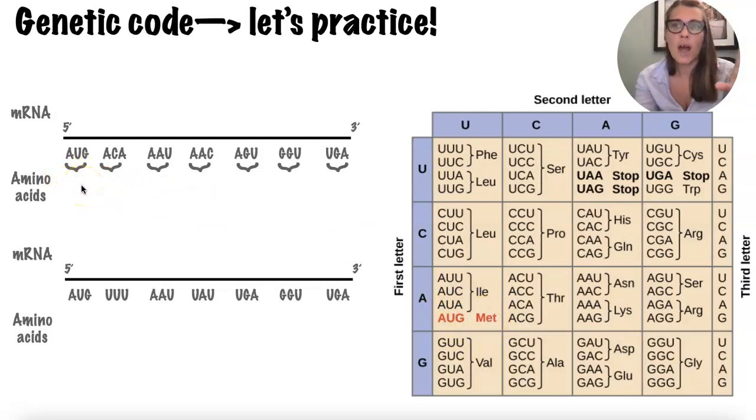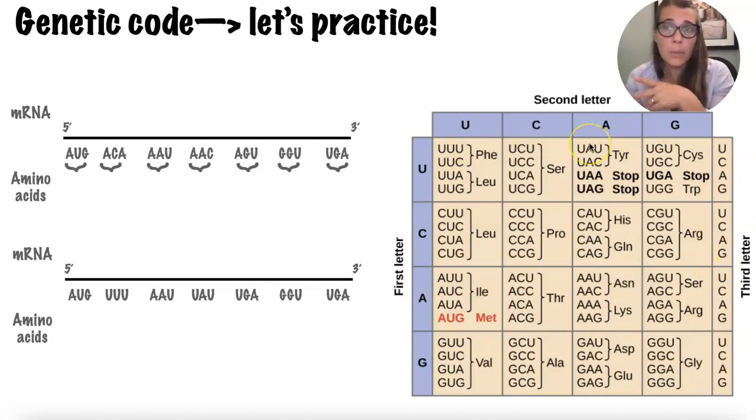So I'll give you a couple of minutes to do this on your own, and then we can look at the results together. But take a second, do the same for ACA, AAU, and so on. Start with the first letter, then the second, and then the third.